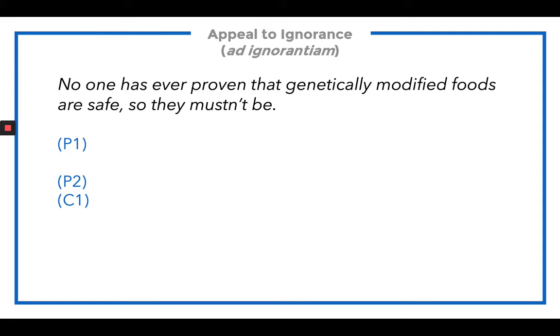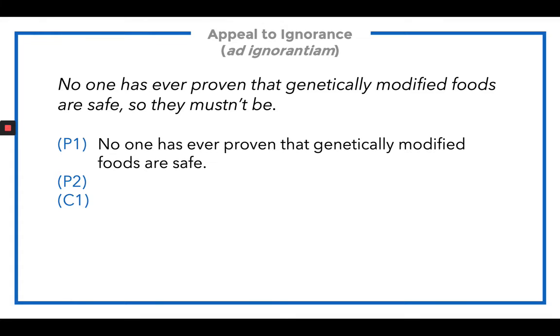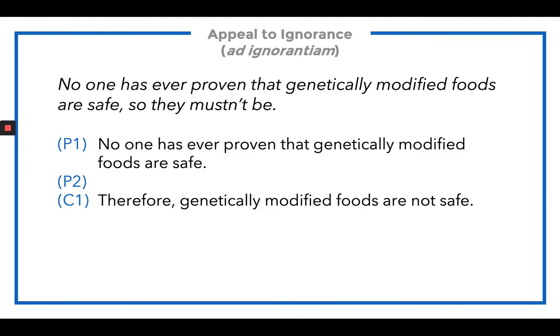The beginning of the sentence is the premise, or a premise. Right? So we get, no one has ever proven that genetically modified foods are safe. Conclusion, therefore genetically modified foods are not safe. So the question is, how do we get from premise 1 to the conclusion? And that's with this implicit premise, right? The claim that if no one's ever proven something, then that thing's not true.